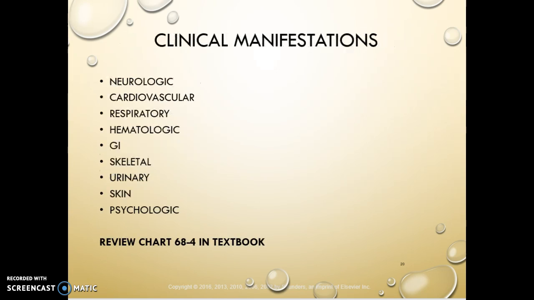I'm going to talk on this next slide about some clinical manifestations that we see. Review the chart in your textbook, 68-4. It breaks these down in great detail, and I'll let you review those on your own. I did want to mention, related to respiratory, you may see pulmonary edema from fluid overload. You may see patients having Kussmaul's respirations because of metabolic acidosis. You may see patients go into flash pulmonary edema. Those are some pretty significant respiratory things you would want to respond to.